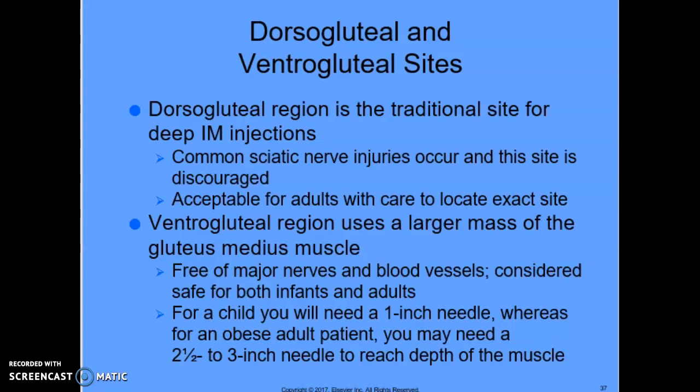For children, you will need about an inch needle, whereas for an obese adult patient, you may need up to a 2.5 to a 3-inch needle. So you can see how much that varies in size.